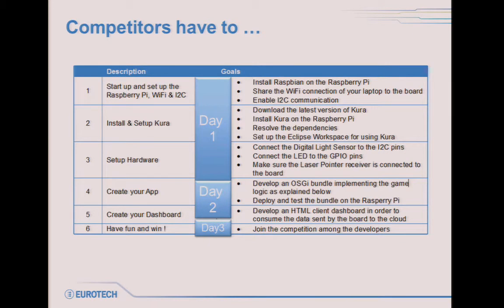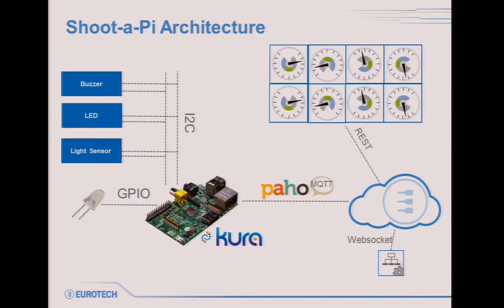So this game goes through 6 steps. They have to install Kura on the Raspberry Pi, set up the Wi-Fi and the I2C communication, set up the hardware, and then create their application, create their dashboard, and then have fun. From the architectural point of view, there are 3 sensors, the buzzer, the LED, and the light sensor. There is a laser pointer.